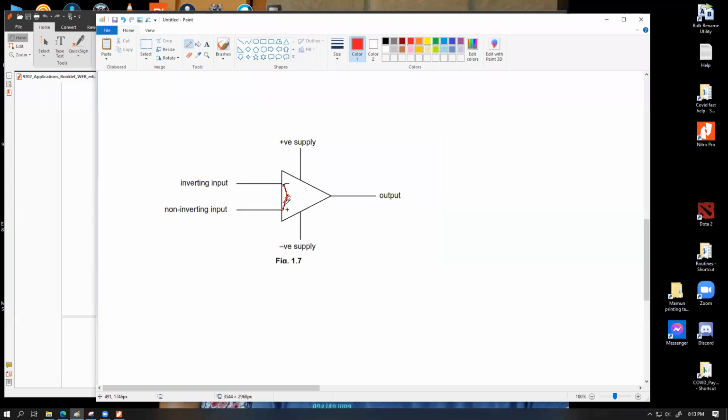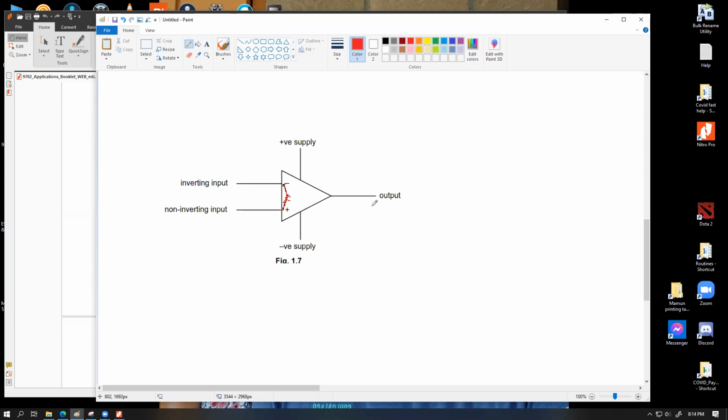The second property was infinite open loop gain, which means the theoretical value for an ideal op-amp gain is infinite, which means even if there is a very small difference between the inverting and the non-inverting inputs, the output will become saturated. And we just talked about the saturation in a bit more detail than in the last class.